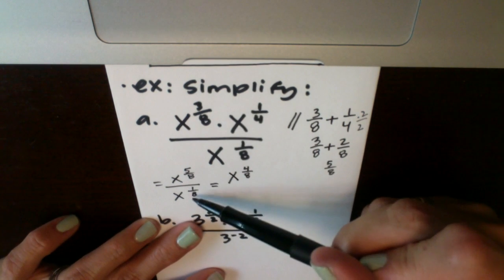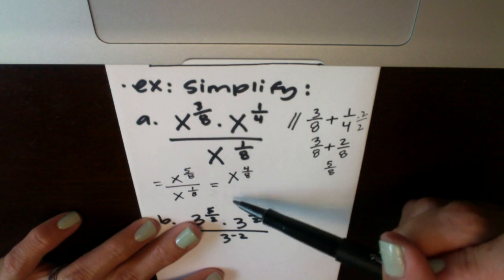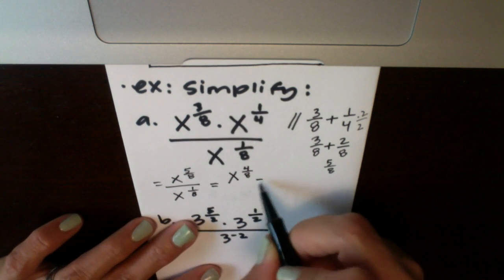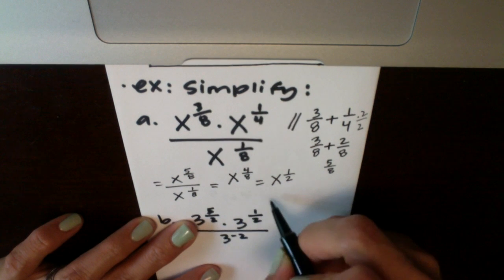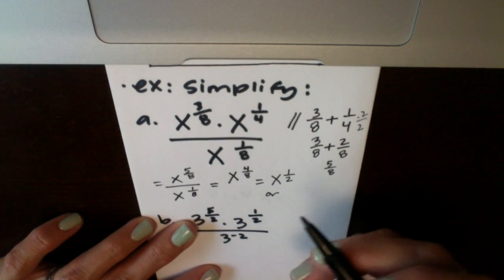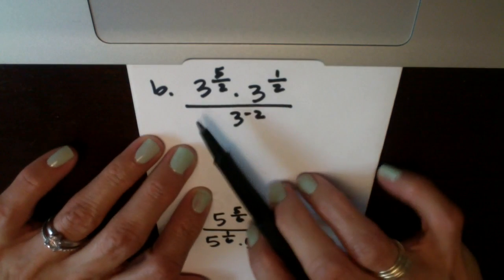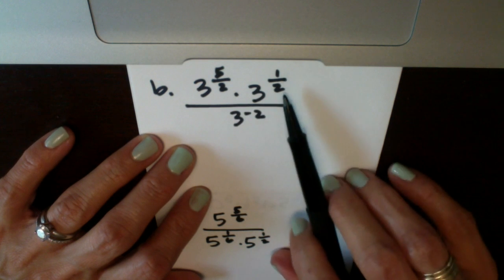Now if the 5/8 was on the bottom and the 1/8 was on top, you would put this on the bottom. It would be 1 over that. But it's not, so we'll keep going. Reduce your fraction and you get x to the 1/2. Or you could also write it as square root of x. Either one is fine. Alright, so here we have 3 to the 5/2 times 3 to the 1/2 all over 3 to the -2.